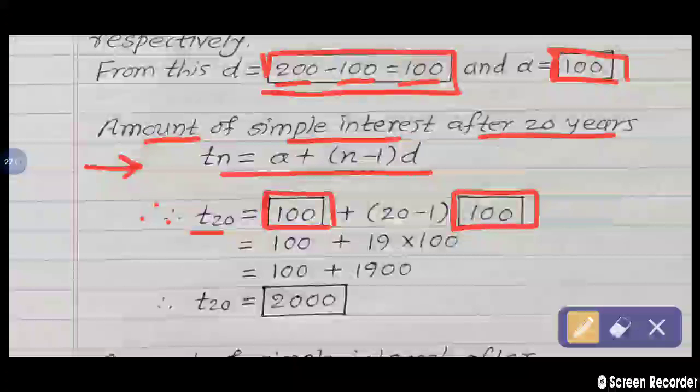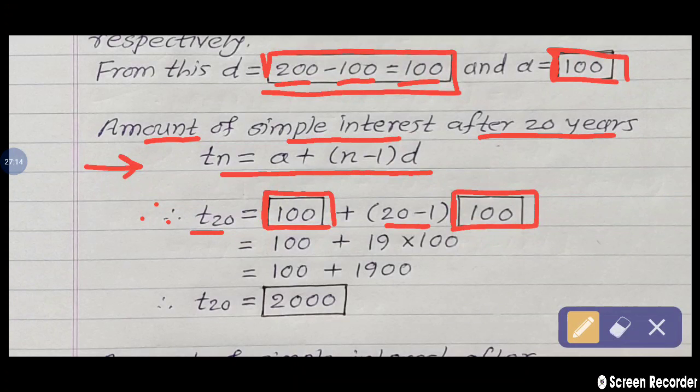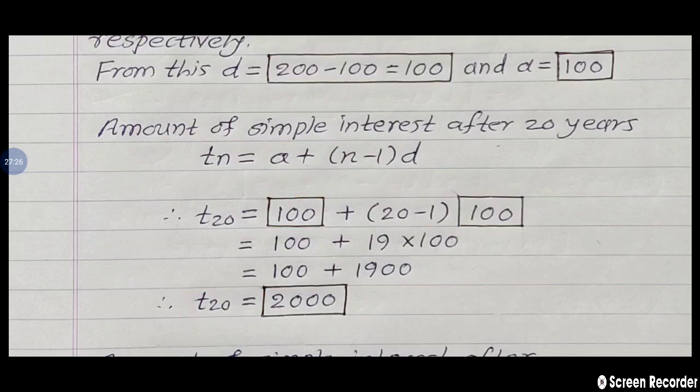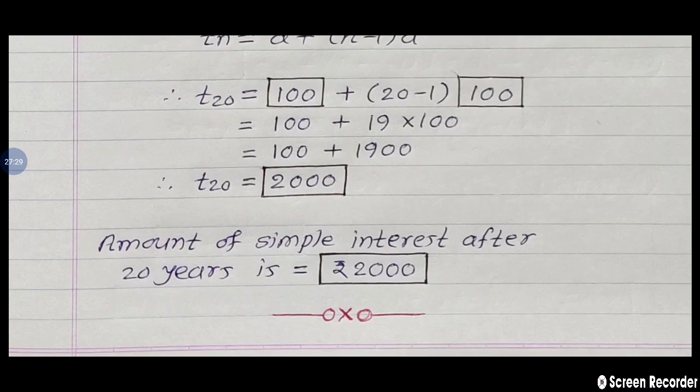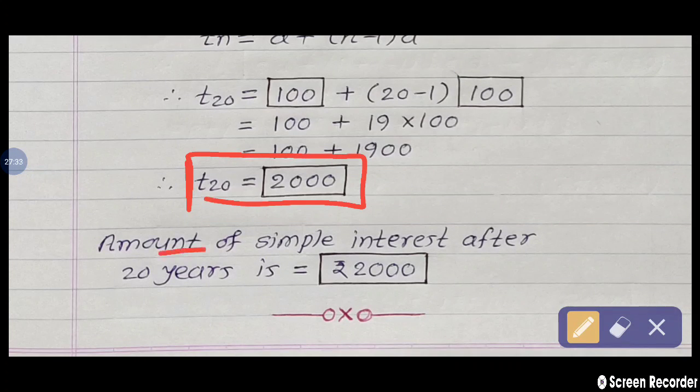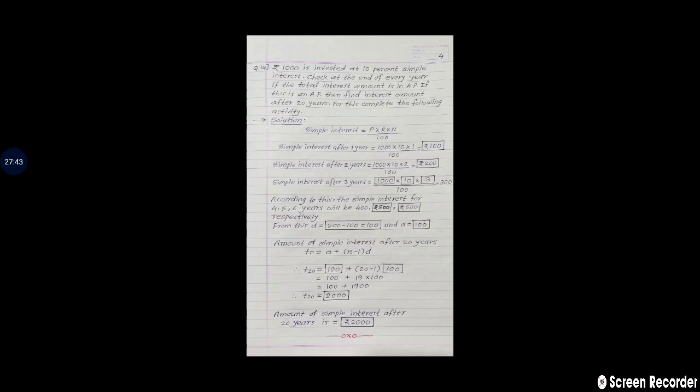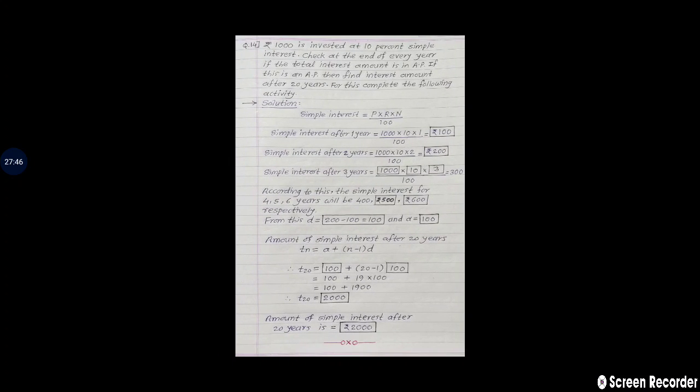So 100 plus, now 20 minus 1 means 19, multiplied by 100. So 19 multiplied by 100 means 1900, plus 100. So we get the answer, T20 is 2000. And then at the last we write the answer, that is, the amount of simple interest after 20 years is rupees 2000. An empty box is given here. In this way, we complete the activity based question.